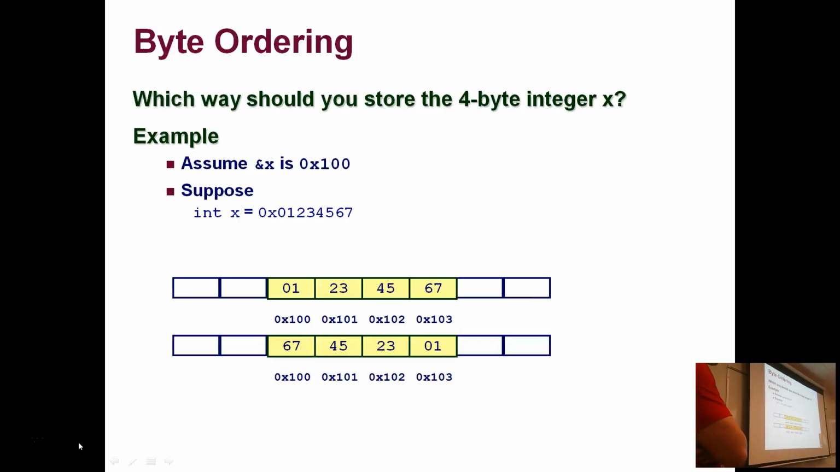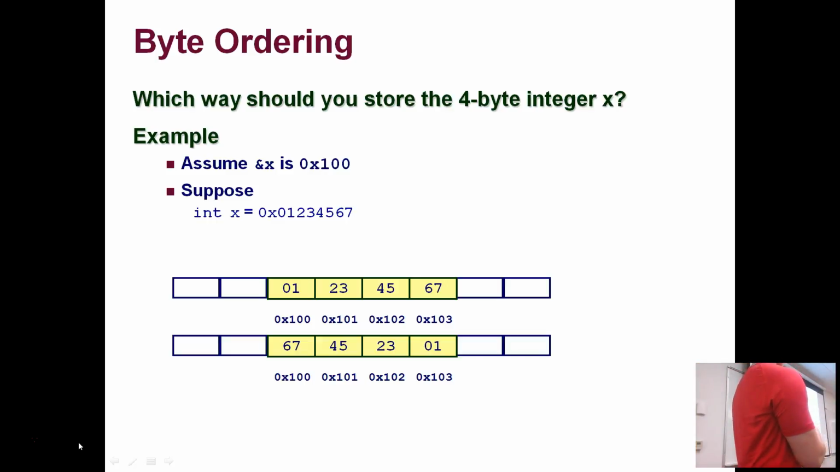We have this issue where if you have a word, for example, this integer x, and this word is hex 01, 2, 3, 4, 5, 6, 7, how do you store this in memory? So if you assume the address of x is hex 100, so here is hex 100 here, how would you store 01, 2, 3, 4, 5, 6, 7? Do you store it by sticking the most significant byte in hex 100 and then go 2, 3, 4, 5, 6, 7? Or do you start with the least significant byte, the 6, 7, and then go up from there? So then 6, 7, 4, 5, 2, 3, 0, 1.